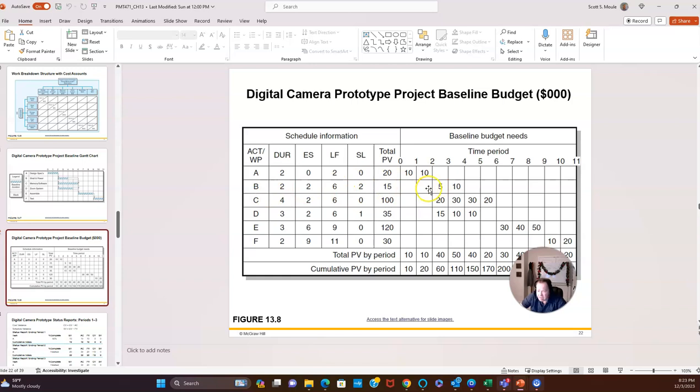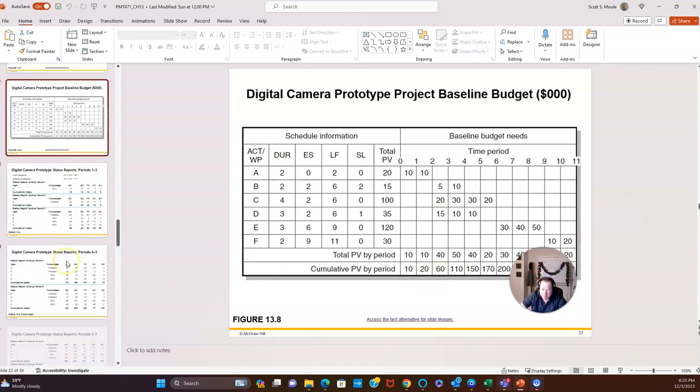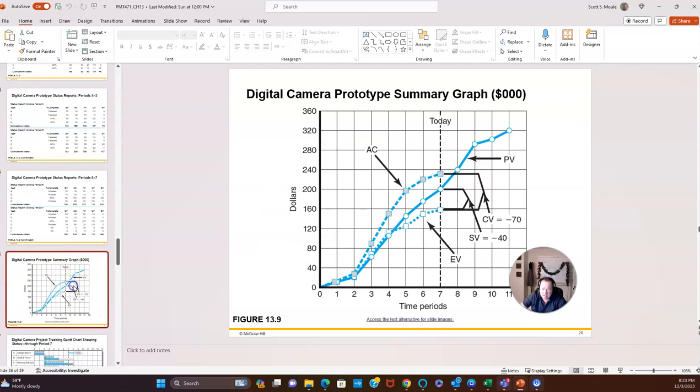So as you monitor the progress, if you are complete with A, then you've earned $20. If you're complete with B, 15. If you're 50% complete with C, then you've earned 50% of the value, or $50. So you can use this to see how much value you've earned over the length of the project. So from that, you can calculate, am I under budget? Am I over budget? Am I ahead of schedule or am I behind schedule? And that's the real goal of this.